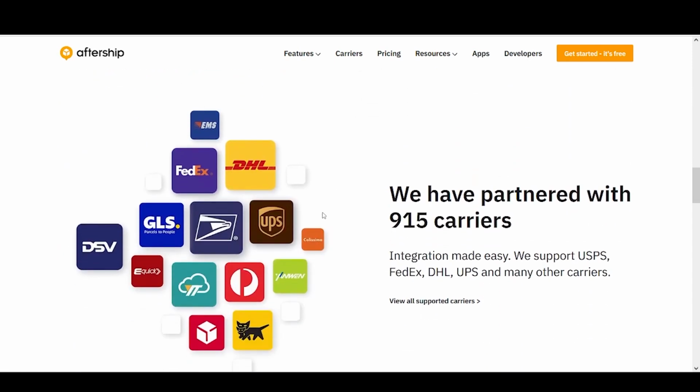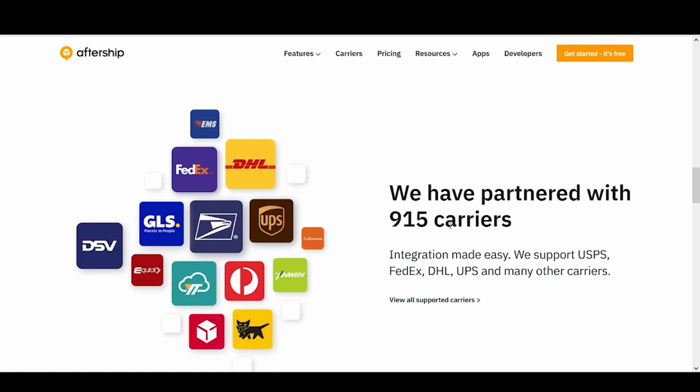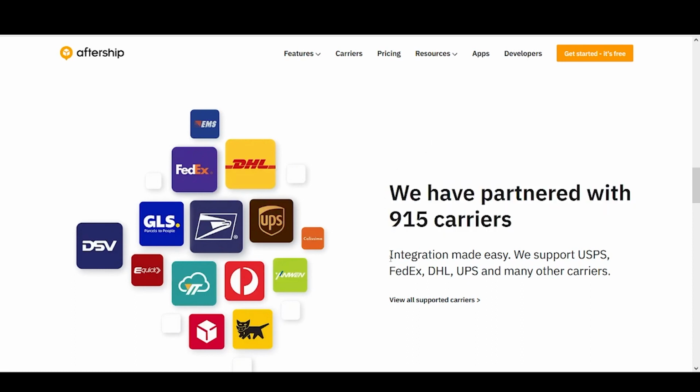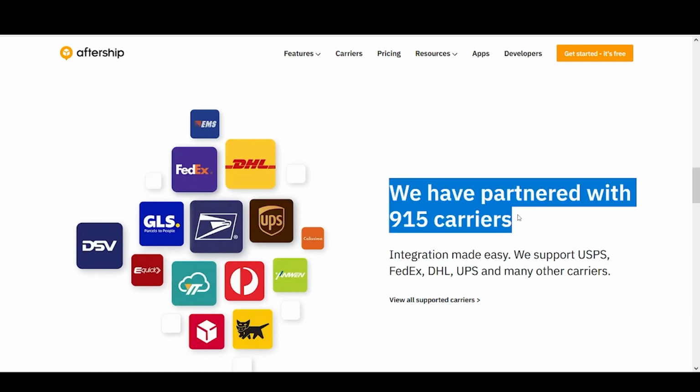Okay, as I scroll down, we have "partnered with 915 carriers." I don't know how you feel about this, but "we have partnered with 915 carriers" feels very passive to me. Doesn't feel as strong as anything else on the site. It certainly doesn't feel like a sentence that should be a title. I feel like "integration made easy" is a lot stronger than this sentence. This is more like an explanation. It's not really a KSP.